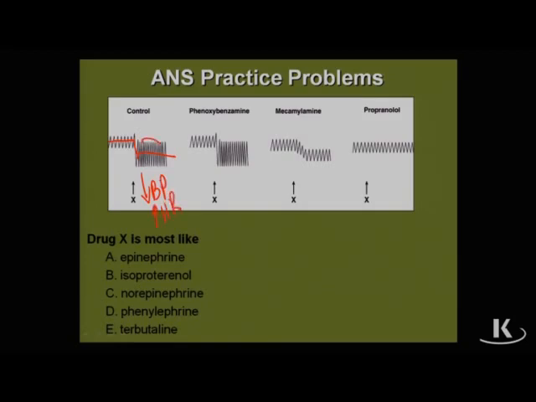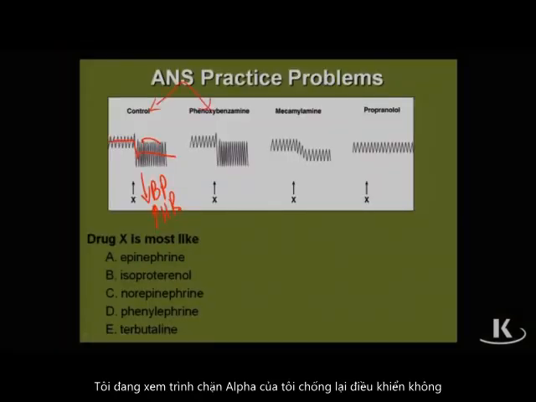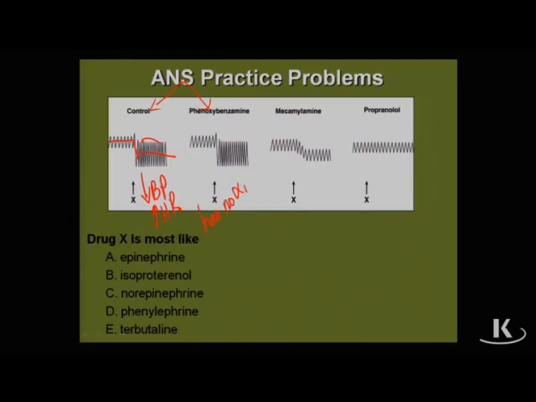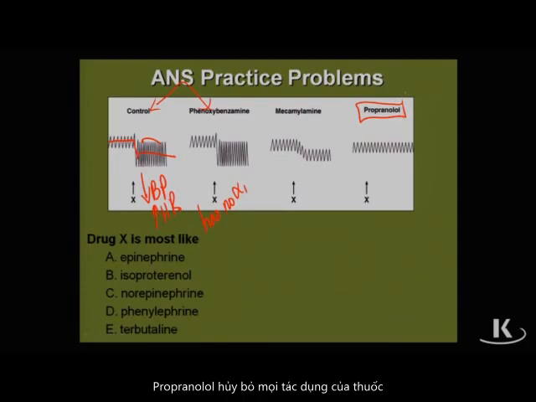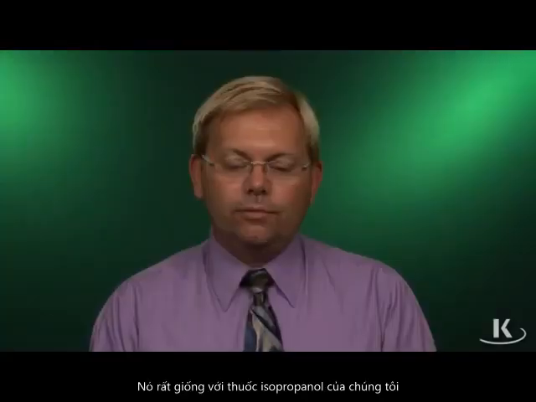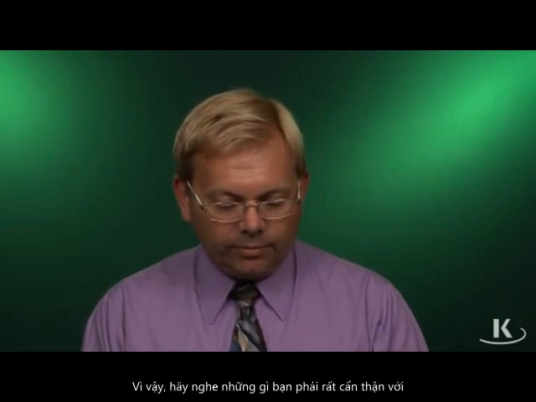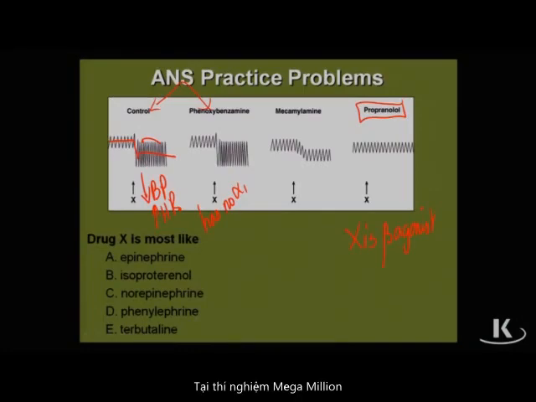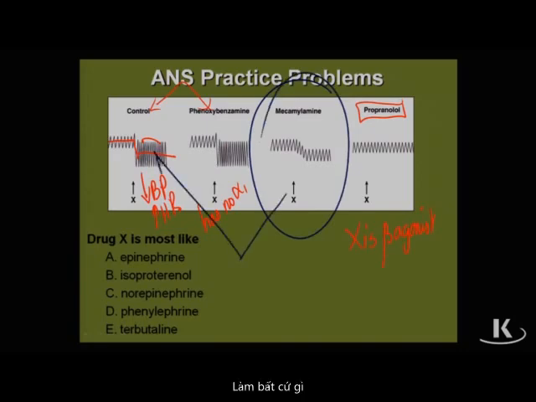heart rate. Does phenoxybenzamine change anything? I'm looking at my alpha blocker against the control, no change. So I can say X has no alpha-1 pharmacology, so it must be a beta agonist. As a beta agonist, I confirm propranolol cancels all the effect of drug X, so no doubt X is beta agonist. That is very similar to our drug S, which was isoproterenol. So here what you must be very careful with is look a second at the mecamylamine experiment and tell me, did mecamylamine do anything to drug X?